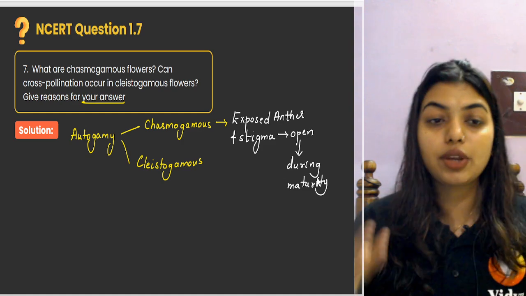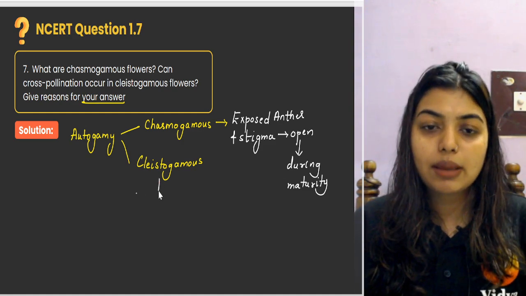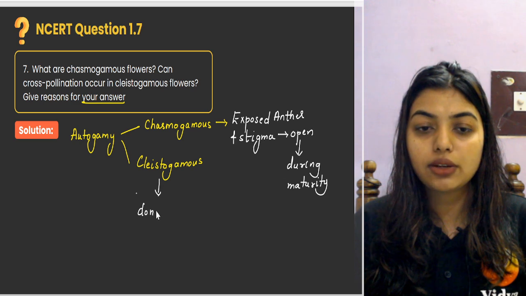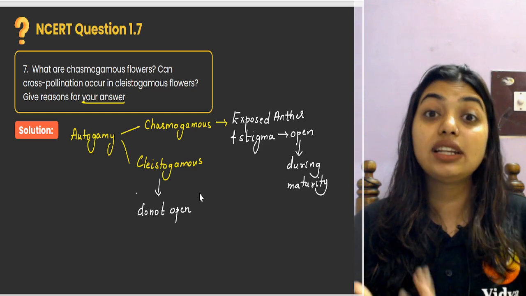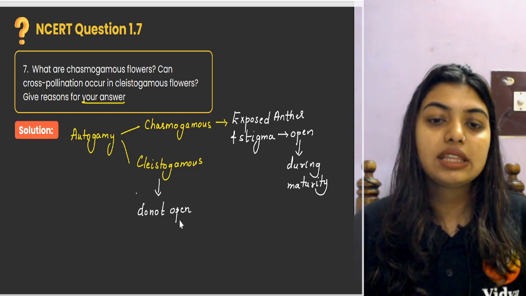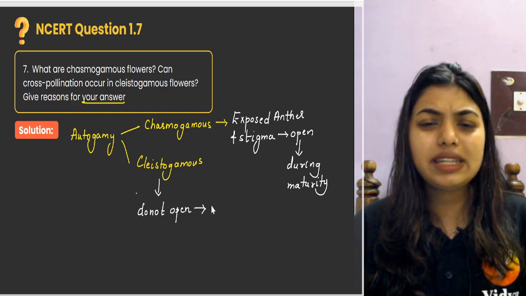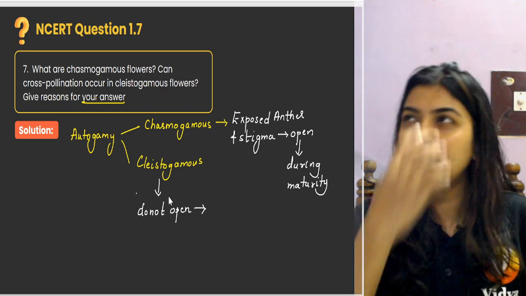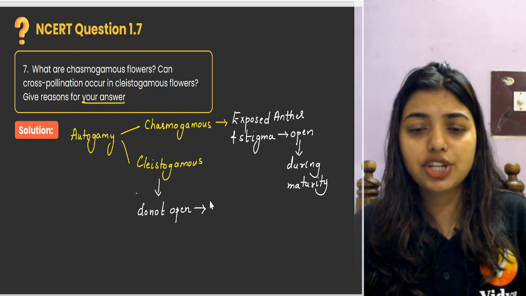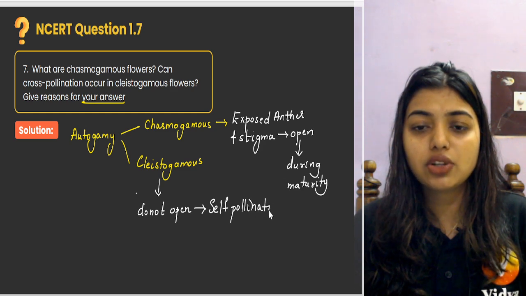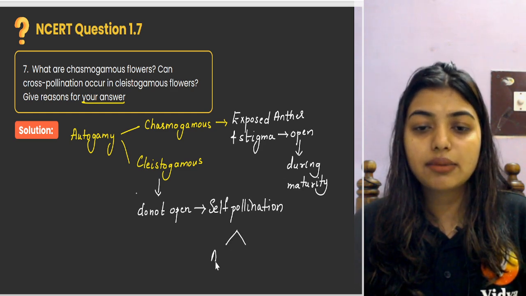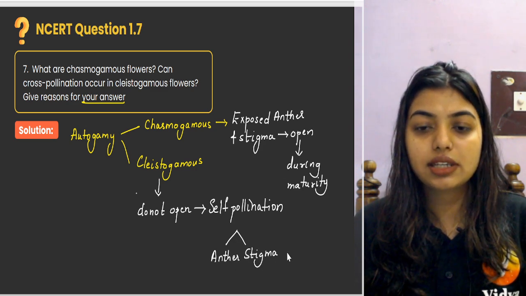Now the second question is, what is a cleistogamous flower? Cleistogamous flowers are the flowers that do not open at all. Even when they open, they are not facilitating cross pollination. In this kind of flowers, there is a negligible, very rare chance for cross pollination to happen. So they will always undergo self pollination, because of a very simple reason: anther and stigma are in close proximity. Yes or no? Close proximity.